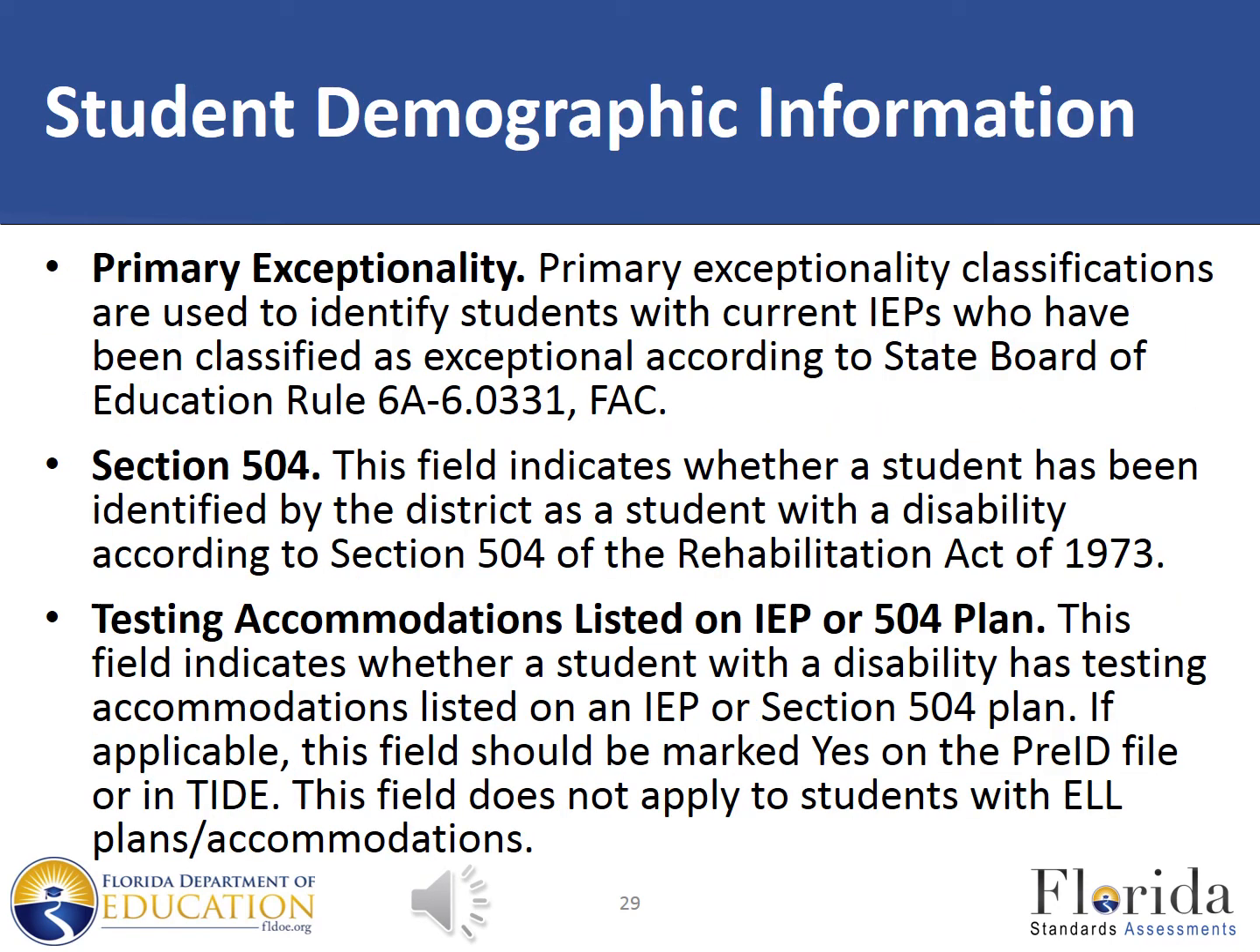Prior to testing, student demographic information must be gathered and verified. Students' primary exceptionality or Section 504 information needs to be gathered and ensured that students are receiving the allowable accommodations per their plans. Testing accommodations that are listed on the IEP or 504 plan must also be communicated with the test administrator so that teachers and test administrators understand what students receive during the testing event.